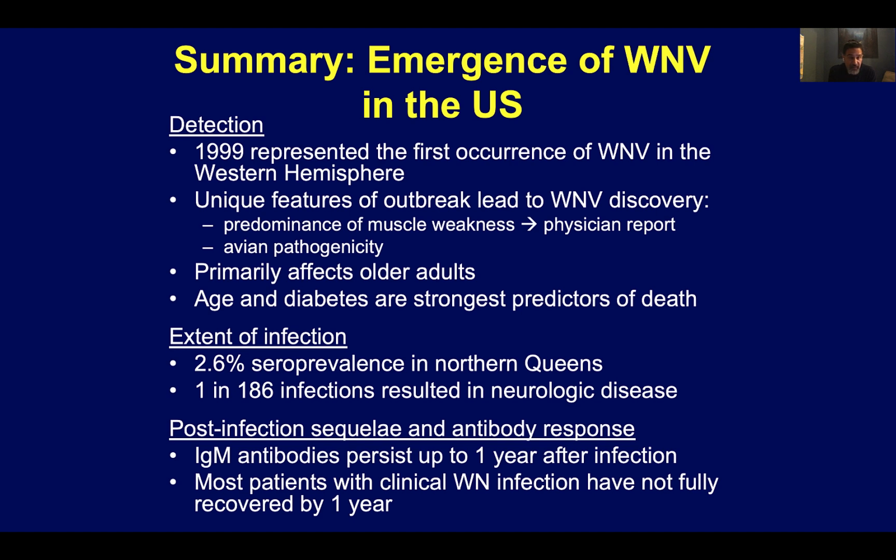In the outbreak investigation, around the time of its emergence in New York City, we found a 2.6% seroprevalence in northern Queens. So a substantial proportion of the population was infected over a short period of time, and about 1 in 186 infections resulted in neurological disease. There is also clear evidence of post-infection sequelae and antibody response, with IgM antibodies persisting out to a year after infection in some cases, and maybe longer. And most patients we found with clinical West Nile virus infection did not fully recover by a year.